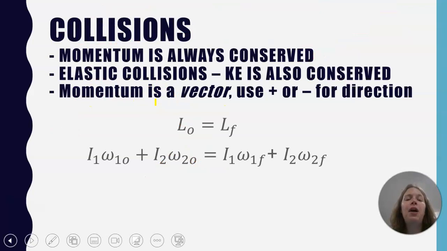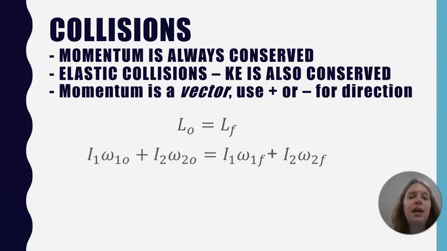Another example of conservation of angular momentum is with collisions, and these ones are some of the trickier problems, I think, but they're really similar to our linear momentum. So momentum is always conserved in a collision, and the thing that might not be conserved is the energy. So in elastic collisions, the kinetic energy is conserved, or the total energy is also conserved, and we have very few of those elastic collisions.